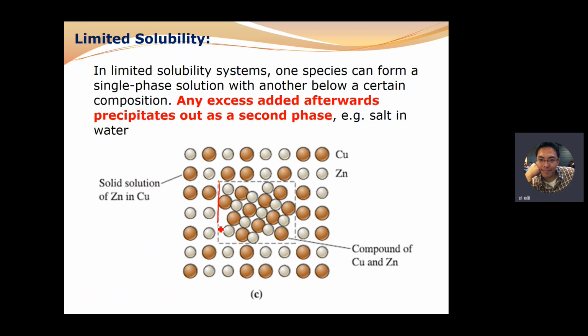So there is one physically homogeneous phase, one phase, and two phases. If the second phase precipitates, we know this solid solution has limited solubility.